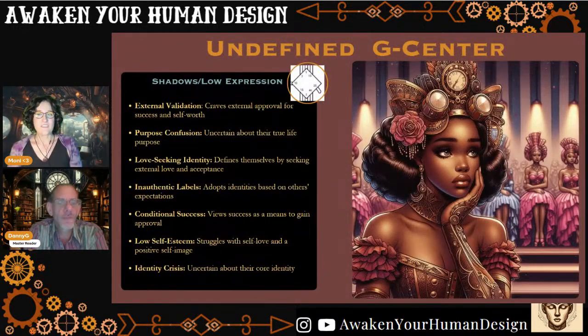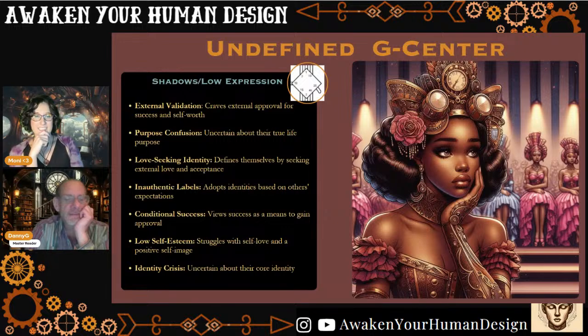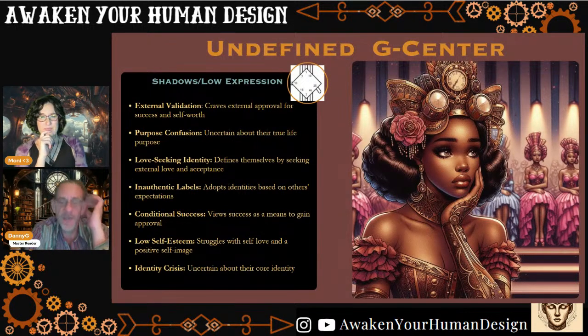What was next? Is there any more bullet points? Okay, cool. On the undefined. Cool. Shadows and expressions. You want me to try this one? I mean, if the font's big enough for you. We're going to see if I look like I'm staring at something. It's because I am. External validation: craves external approval for successes and self-worth. It is definitely trying to do that.